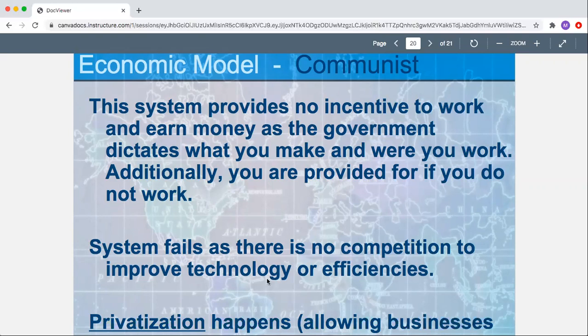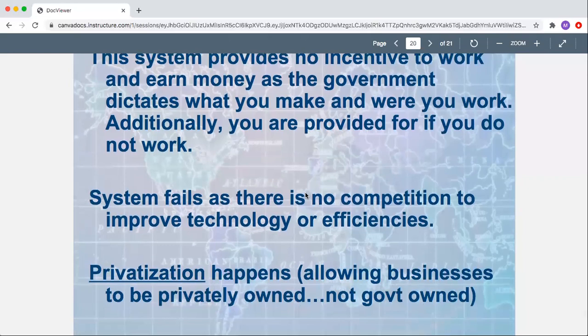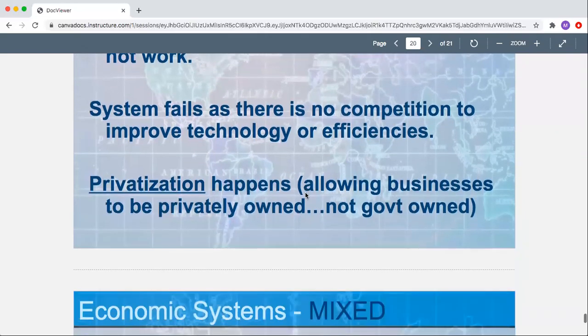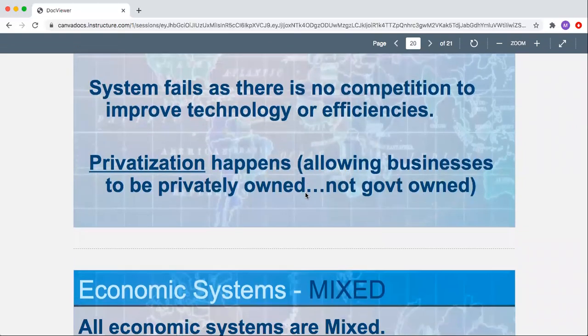With people not having the choice to go to a Walmart or a Target, the system is failing because people are not competing for money. They're not competing to go to a certain place for a certain product. So sometimes things are not made as well because they know that it's only going to be bought from one place or it's only going to be sold one thing. So it says privatization happens, which allows businesses to be privately owned or not government owned.